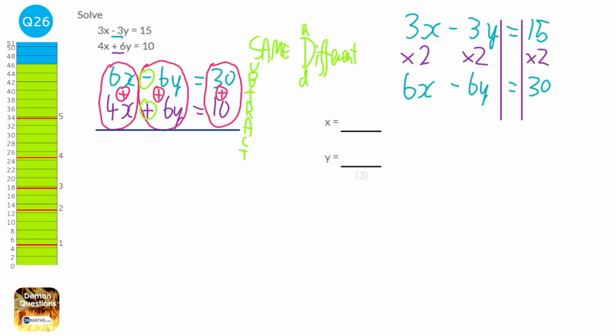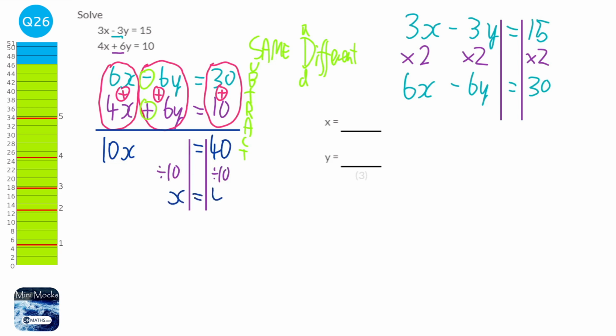So 6x plus 4x is 10x. Now this is a crucial bit. Minus 6y plus, which is just a plus, 6y is 0, and that's why we added, to get rid of the 6y's. 30 plus 10 is 40. I'm going to just solve that. So we're going to divide both sides by 10, and we get x equals 4.